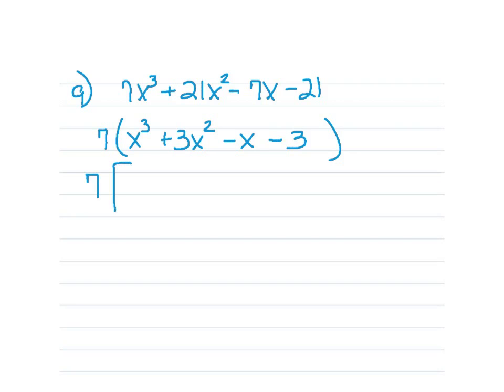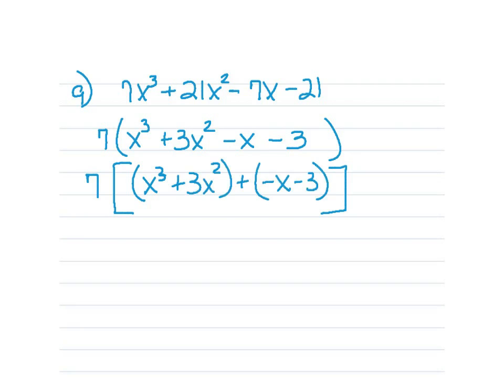So I'm going to make some brackets here, and I'm going to just bring down x cubed plus 3x squared, and then plus negative x minus 3. And all I did was just add the parentheses to start the grouping process. Okay, so don't leave the 7 behind. He's part of our factoring.